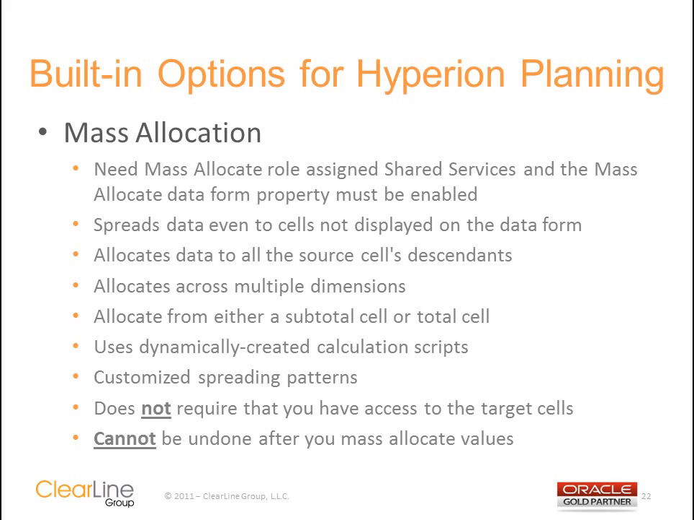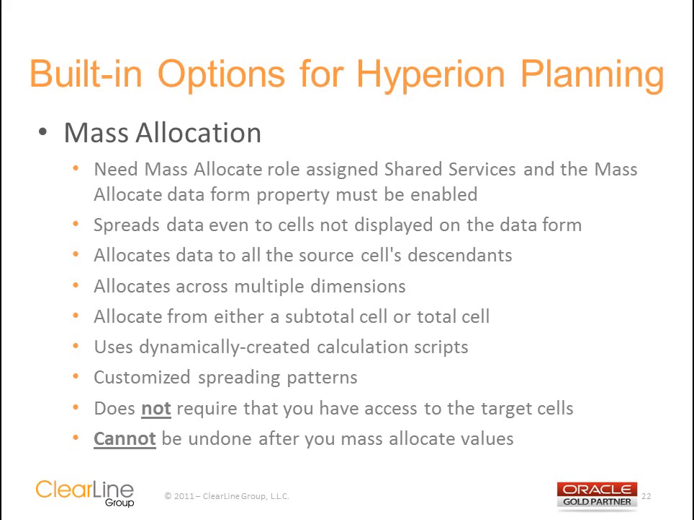Mass allocation is the last of the built-in Hyperion planning allocation options. It is a little different than the first 3 that we've looked at. It must have the data form property enabled, and it also has to have a role assigned to it in Shared Services. The real difference in power behind mass allocation is that it can spread data even to cells that are not displayed on the form.